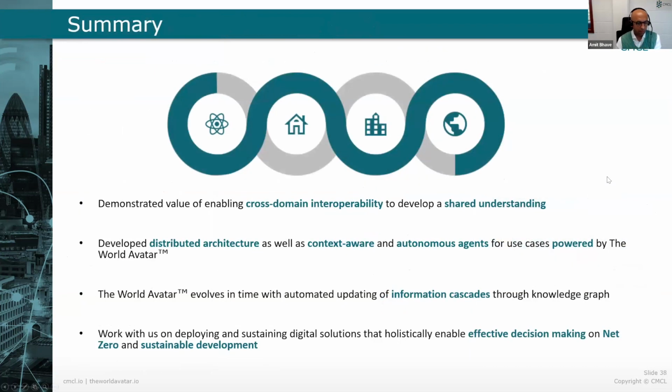So I've tried to demonstrate value of enabling cross-domain interoperability via 3 use cases. We've developed the distributed architecture as well as context-aware and autonomous agents, and I've tried to explain how they add value. And more than happy to take any questions, and please do engage with us as part of CMCL, as part of CReDo, etc., on helping develop and deploy digital ecosystems towards net zero and sustainable development. So thank you.